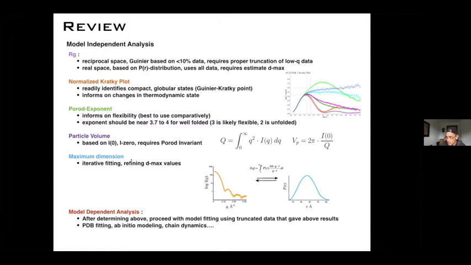If you take your SAXS data and recover the P of R distribution, you'll also get the maximum dimension of the particle. As we said yesterday, this is an iterative process. What you're looking for is a smooth distribution, and you can determine the maximum dimension of your particle. After you do all this, this is what we call the model independent analysis. This is all the stuff you want to do before you go to the next step, which is structural modeling, whether atomistic modeling or ab initio modeling. Going through this first helps you determine the Qmin and Qmax of your data set, which is going to be really important for the subsequent steps.